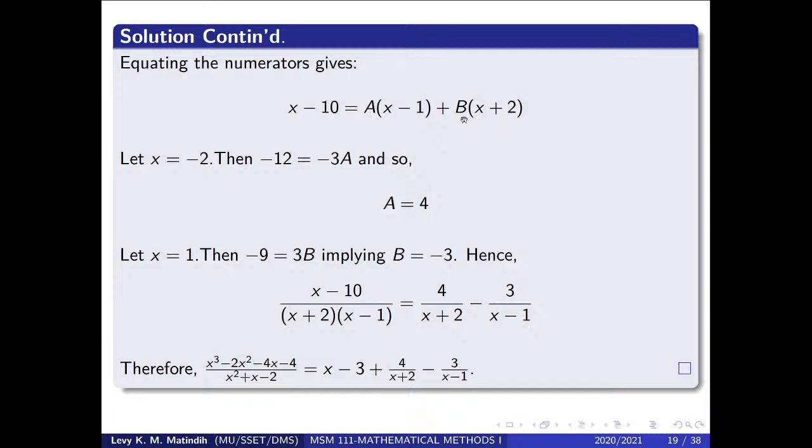To make b vanish, I need to substitute x with negative 2, because negative 2 plus 2 gives me 0. 0 times b, the answer will be 0. So you have made b vanish.